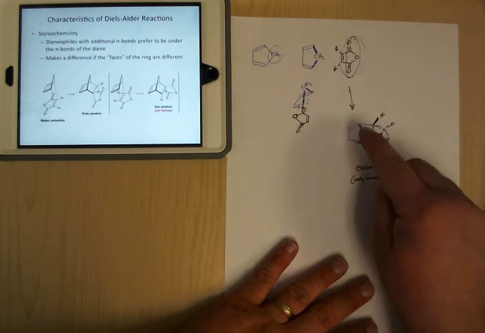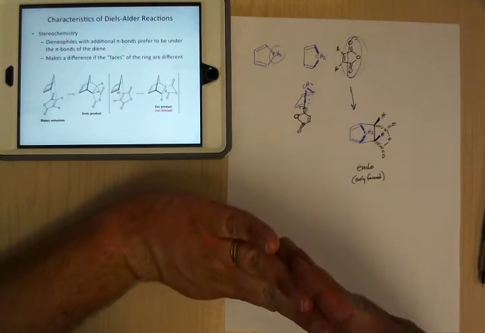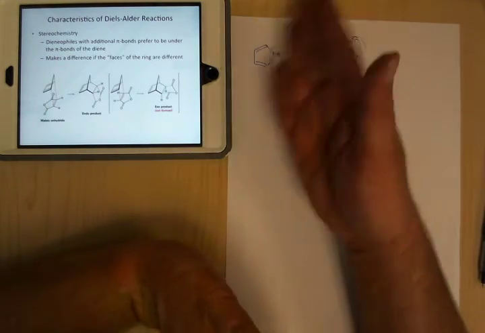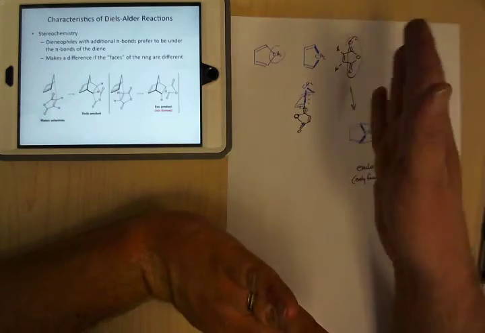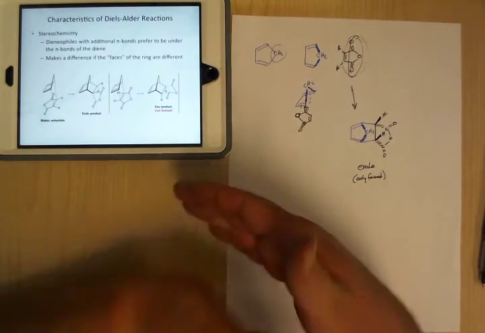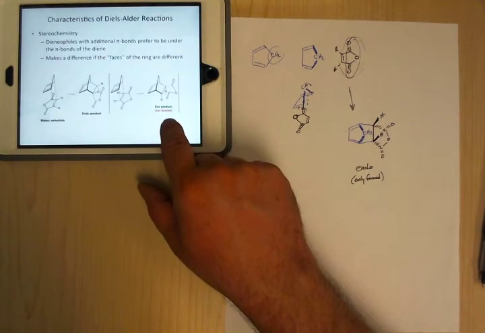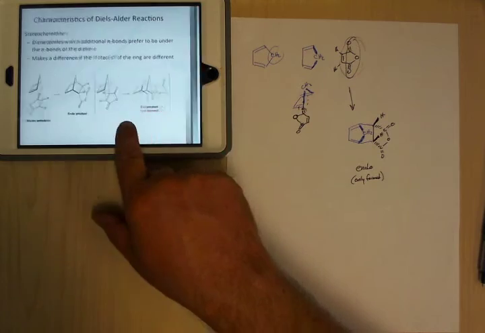So the CH2 is blocking this one face, and so that means that the dienophile has to come in from the bottom face. And so when it does, it forms and wraps itself around underneath. And so you get this sort of crazy endo form created here.